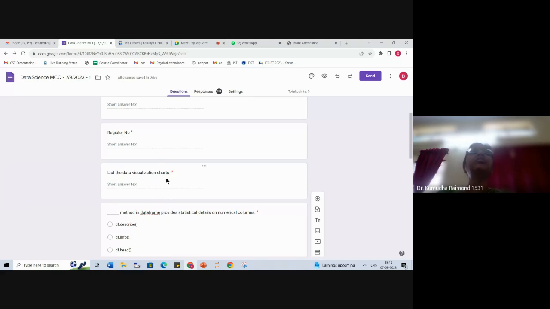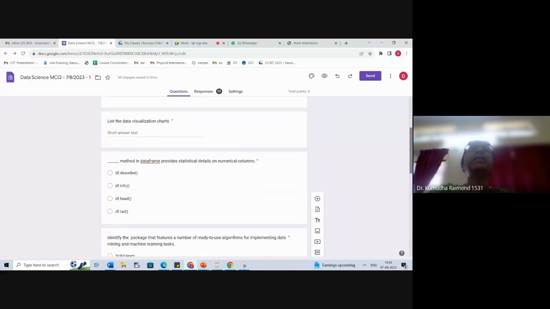List the data visualization charts. Whatever we are seeing now: tabular data, pie chart, bar chart, dot plot, line plot, and then box plot. All those things are nothing but your data visualization charts. I think at least one or two people might have written this.